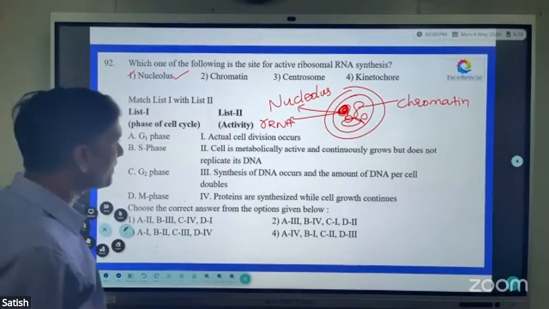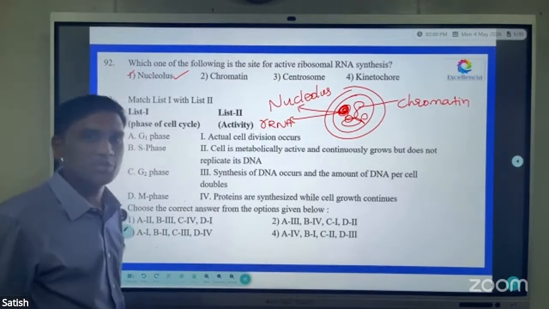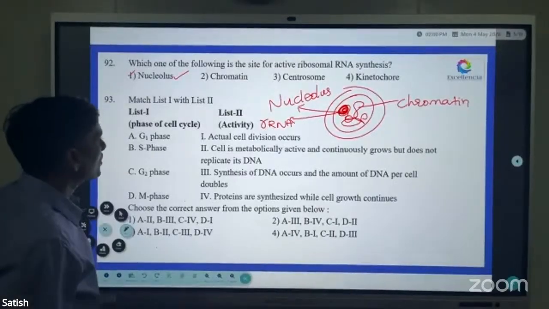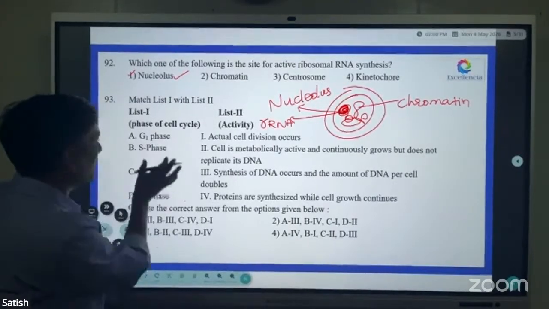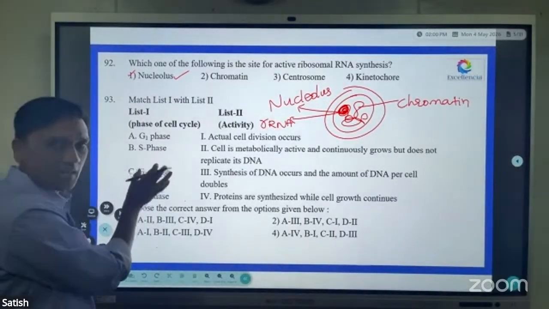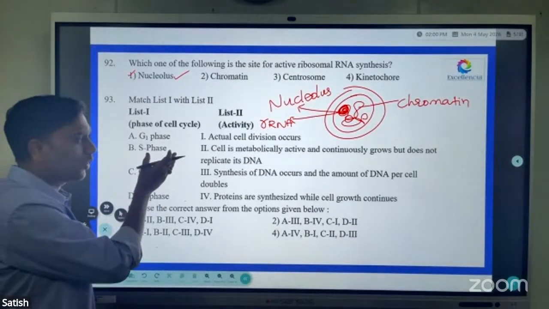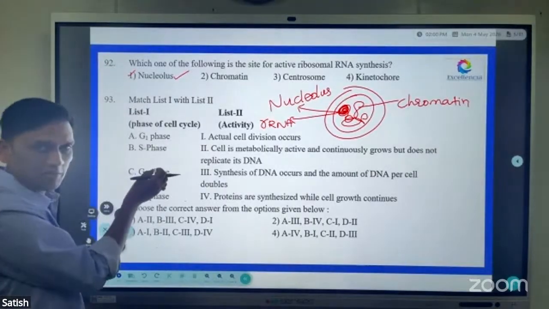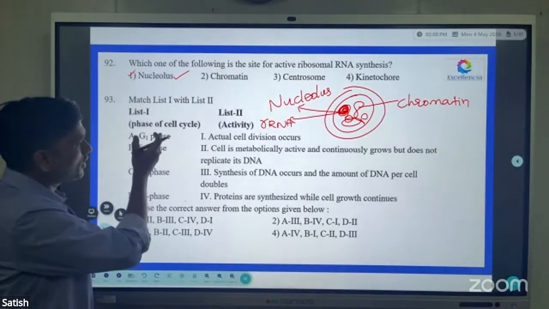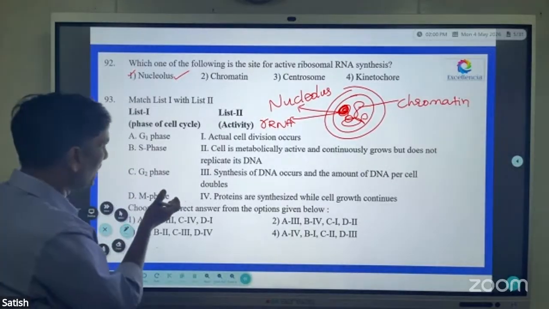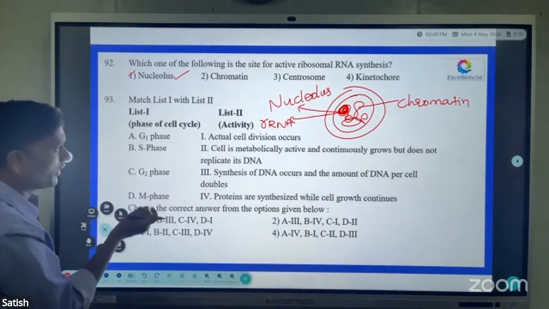Then question number 93, it's a matrix matching type question. They ask about several phases like G1 phase, S phase, and G2 phase. We can call these phases a group of interphase. They all come under interphase. This interphase comprises 3 phases, G1, S, and G2. Another phase is M phase, also called the mitotic phase.